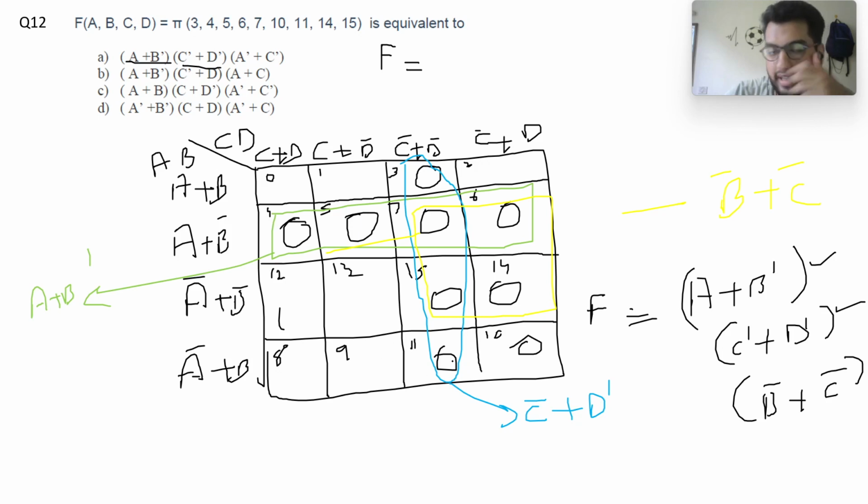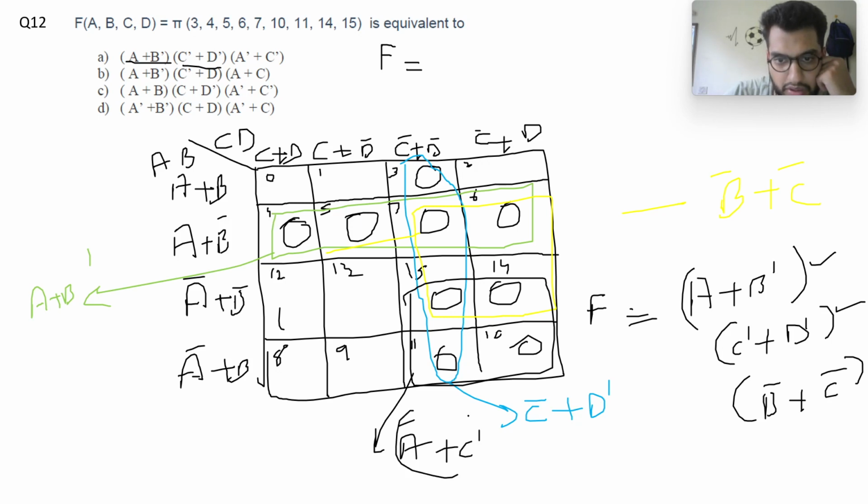So I think I can construct another pod, that is this pod, and the contribution from this pod is A bar plus D bar, A bar plus C bar, yeah, A bar plus C bar. So my final expression will be A plus B bar, C bar plus D bar, and then A bar plus C bar. So that is option A.